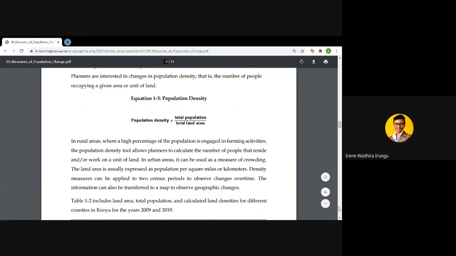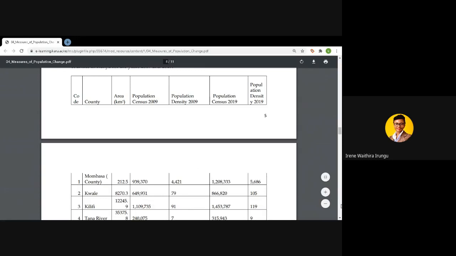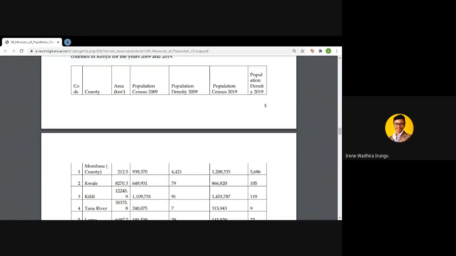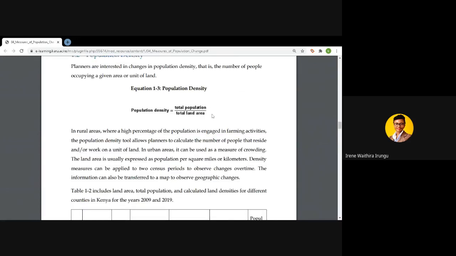So if you compare, for instance, the case of Kenya, for the population between 2009 and 2019 for the various counties, and you compute the population density in 2019, it gives you an overview of which areas are densely populated. You expect that the higher this ratio is, the more our total population is compared to the land area.